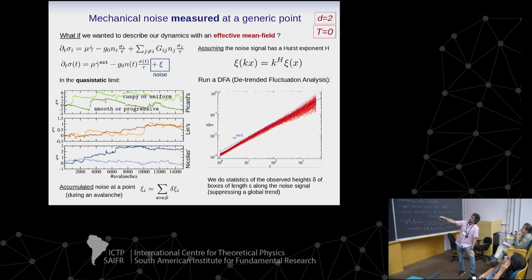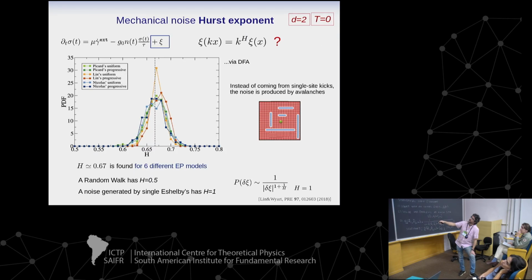If we assume that this noise, which is not a random walk, has a characteristic Hurst exponent and is homogeneous in this sense, so that when you rescale x you get the rescaling factor to the power of this exponent, that is a self-similarity of the noise. Then you can do what is called a detrended fluctuation analysis to extract this H. We do statistics for this analysis, and we find for all the systems that H has a value around 2/3, with some distribution. So basically we can say our noise is characterized by this Hurst exponent, 0.67.